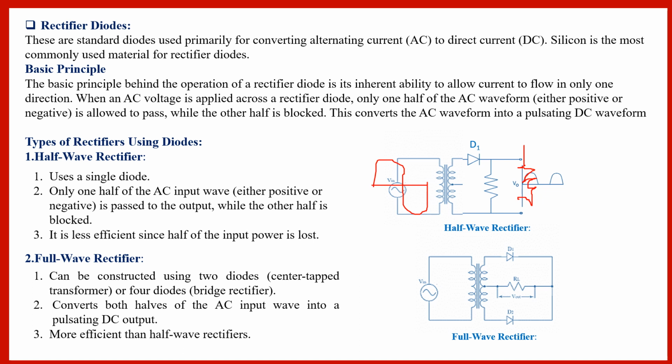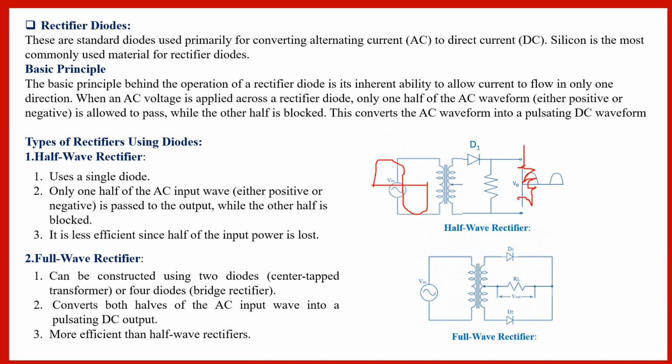So initially we have a transformer, as shown here. The transformer has two advantages. Firstly, it allows us to step up or step down the AC input voltage as the situation demands. Secondly, the transformer isolates the rectifier circuit from the power line and thus reduces the risk of electric shock. So the supply always passes through the transformer.